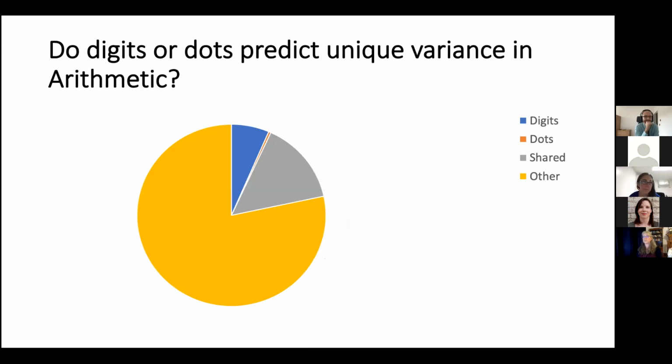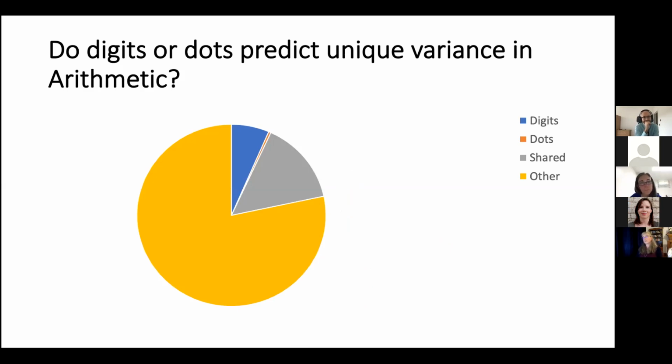In terms of whether dots and digits predict unique variance in arithmetic, what I thought I would do is show it a little graphically. The whole circle here represents all the variability in arithmetic, and I did include some control variables, although it doesn't change the pattern at all. So the pattern looks exactly the same. Essentially what happens in this multiple regression is that digits contribute unique variance, which is exactly what Hawes et al. found and Stephanie reported. So that's the blue slice of pie.